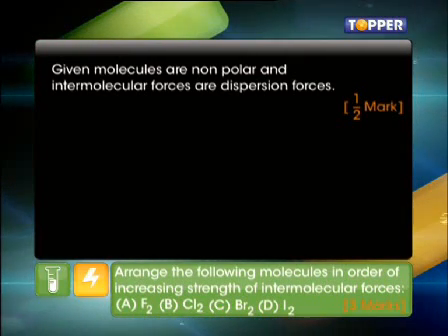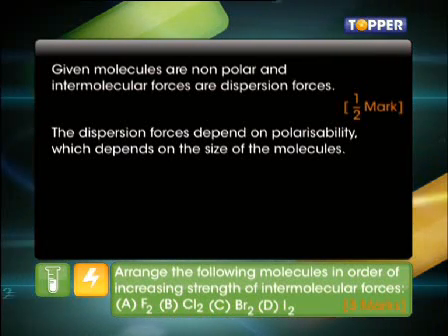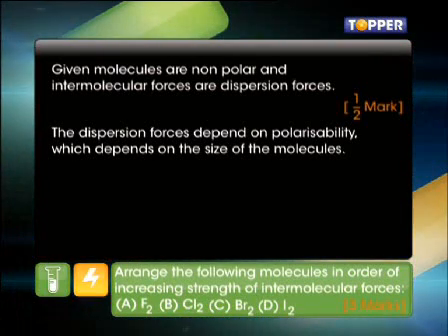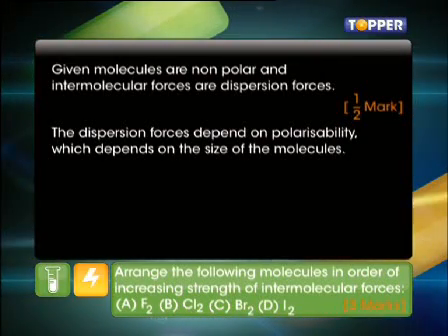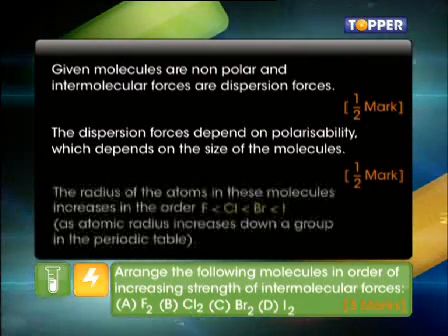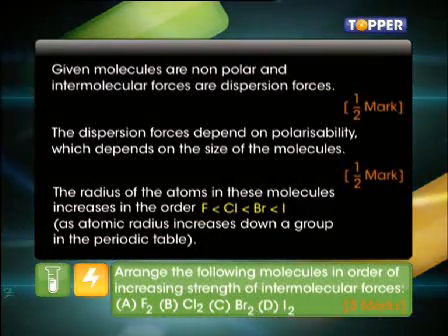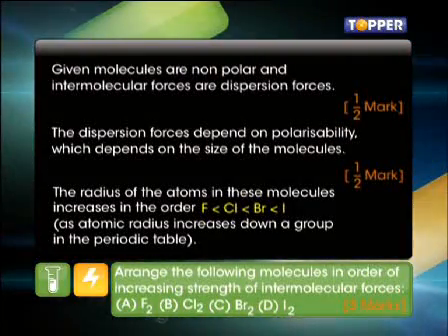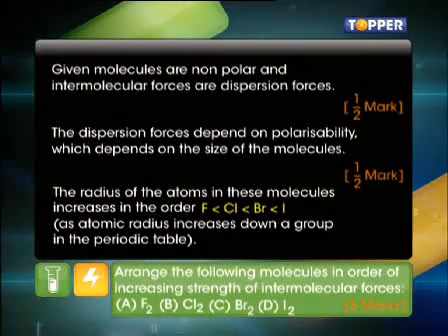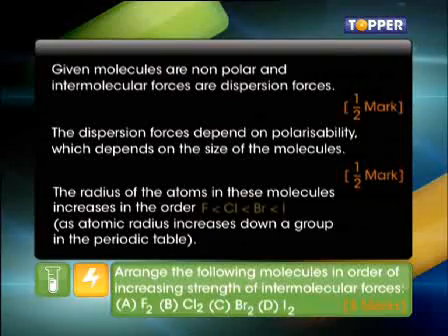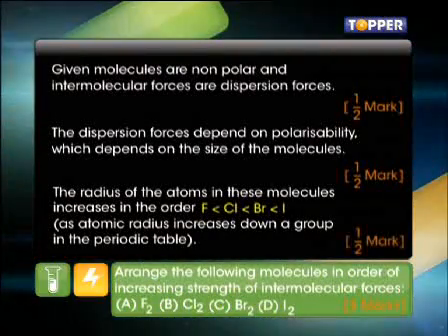Now you must state that the dispersion forces depend on the polarizability of the molecules, which in turn depends on the size of the molecules. This gets you another half mark. Next, arrange the elements according to their atomic size, which you should recall from the periodic table. So, we have in increasing order fluorine lesser than chlorine, lesser than bromine, lesser than iodine. This will give you half a mark more.